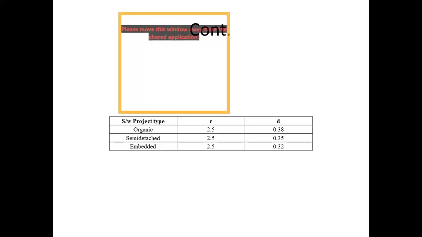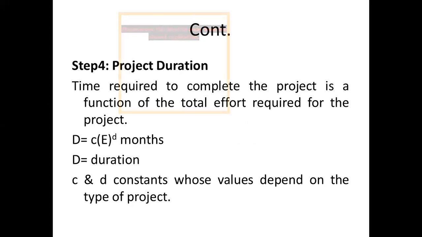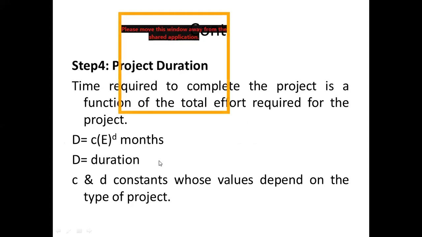It is easy to remember the table because the value of C is fixed: 2.5, 2.5, 2.5, no problem at all. And d is 0.38, 0.35, 0.32. There is a need to remember only the values of d. These are small values and easy to remember. Now put the values of C and d as per the nature of the project, then you can calculate the value of D. No problem at all, and it will come in months, because this is the duration.